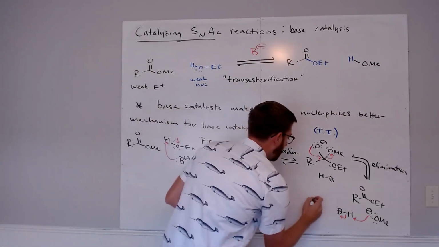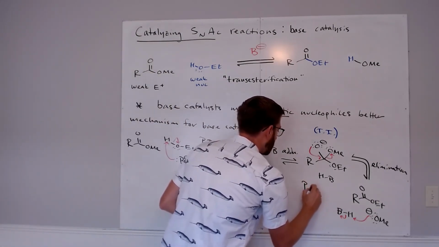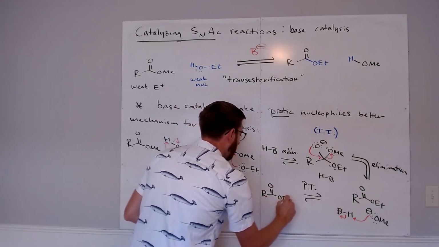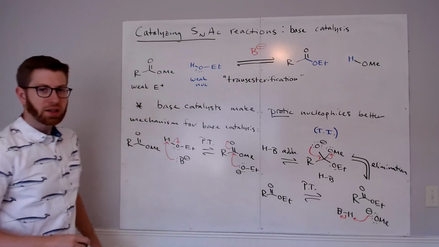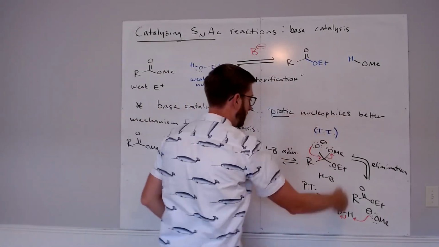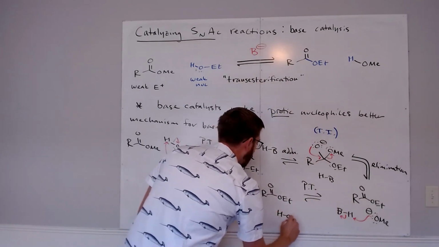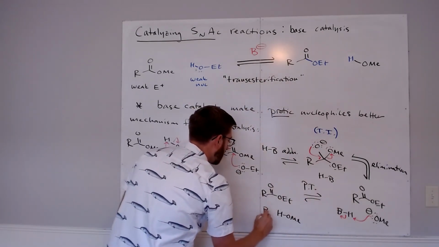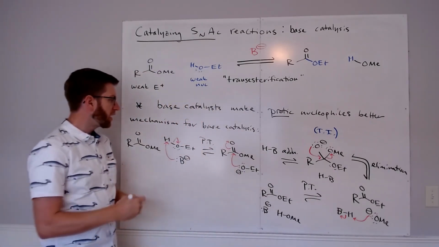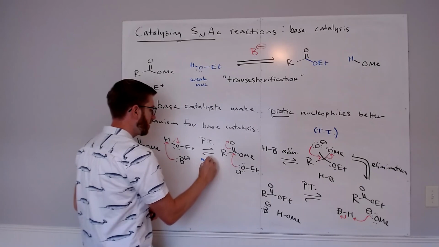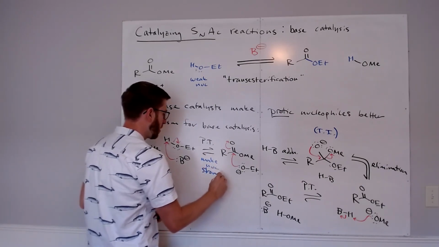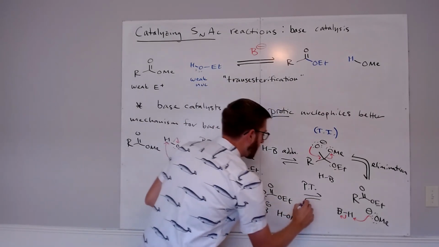And if I look at the products of this final proton transfer step, I now have our ethyl ester, so that's what I knew I was going to make at the end of the transesterification. I have methanol now. And I have B minus again. So I've regenerated the catalyst. Well, if we go through this again, we see in our first step, we're making a better nucleophile. And here we're regenerating our catalyst.